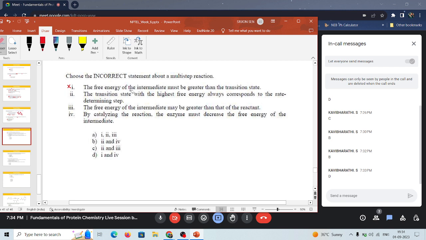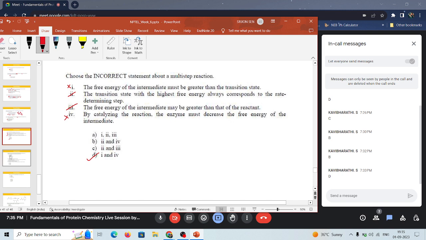So the free energy of the intermediate must be greater than the transition state. That is incorrect, since it has been asked what is the incorrect statement. The transition state with the highest free energy corresponds to the rate determining step. That is correct. The free energy of the intermediate may be greater than that of the reactant. That is also correct. By catalyzing the reaction, the enzyme must decrease the free energy of the intermediate. Yes, that is incorrect. Very good. So option D is the right answer.